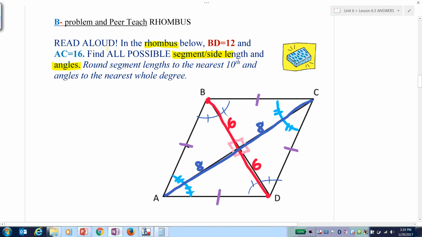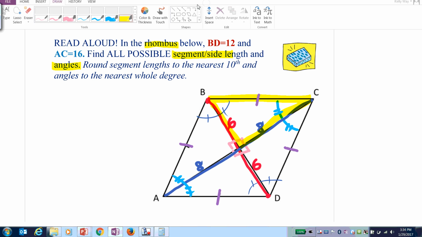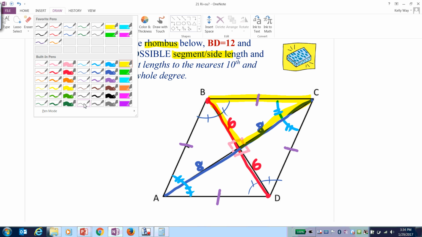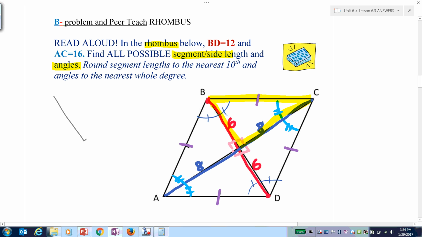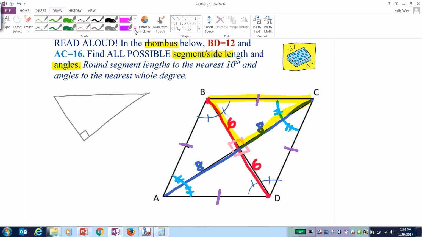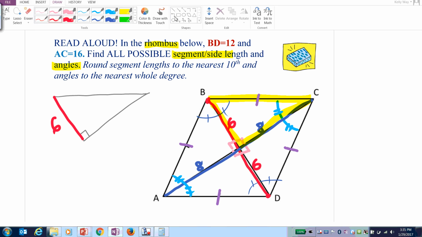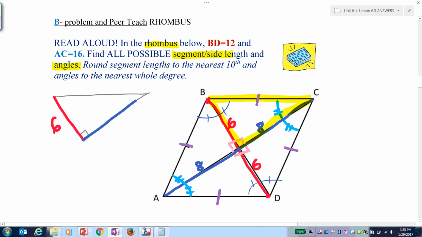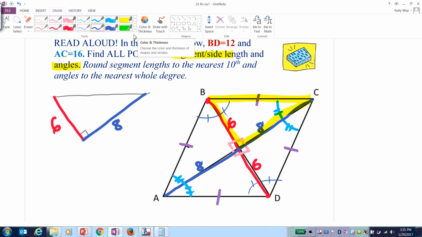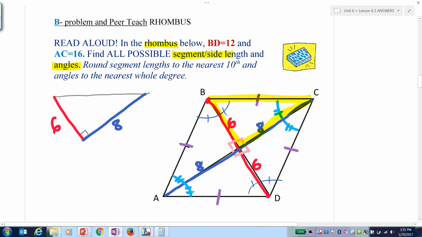I'd like you to physically shade this one triangle right here, and let's pull it out. You should notice that we have a right triangle going on here. Remember all that right triangle stuff? 6, 8. Let's go for the easy thing first. And the easy thing is we could easily find this third side.